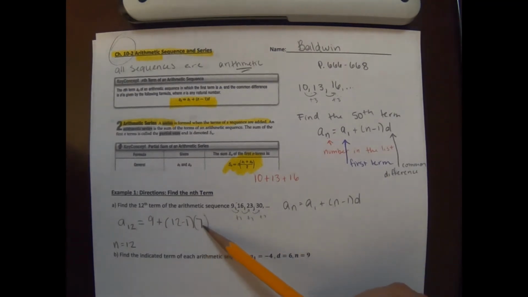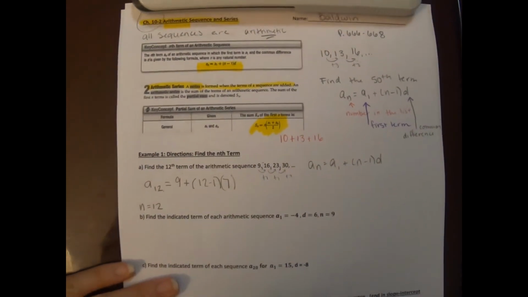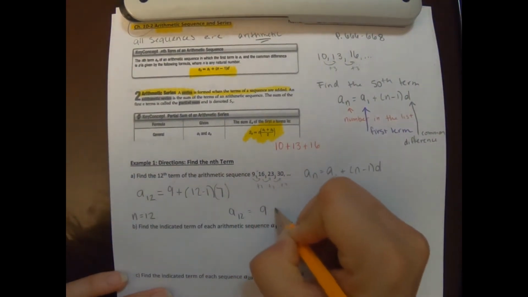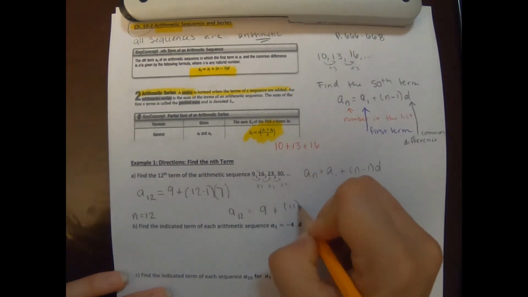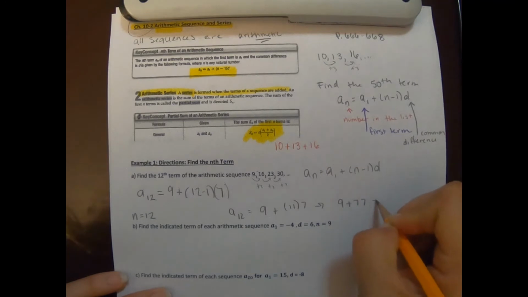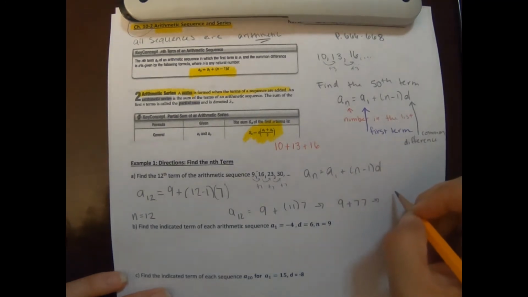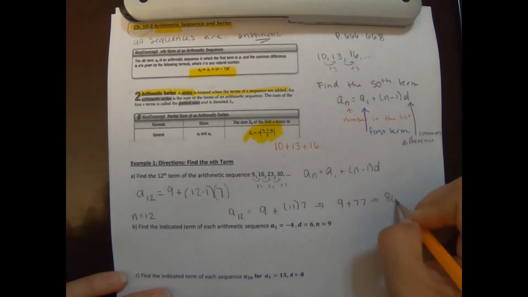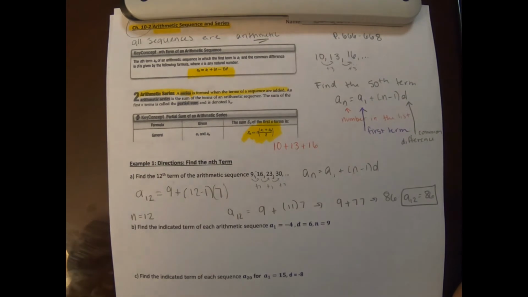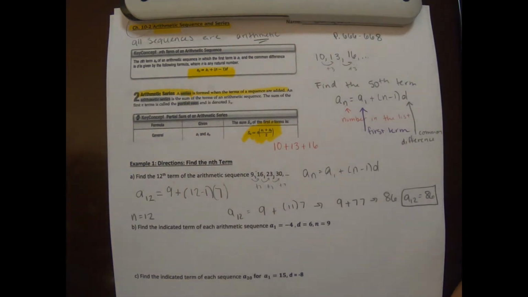Alright, once everything's plugged in, you just have to do the math. So A12 is 9 plus 11 times 7. That's 9 plus 77. So that's 86. The 12th term will be 86. Very good. Next example.